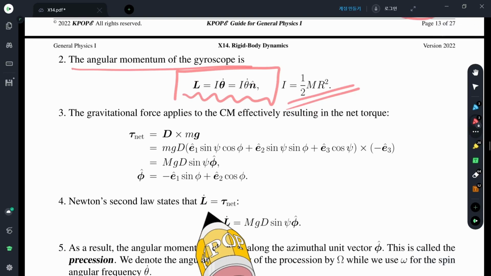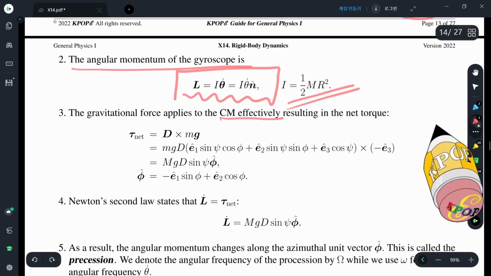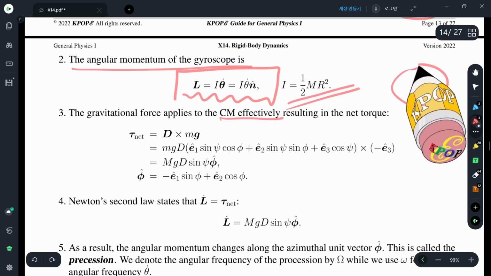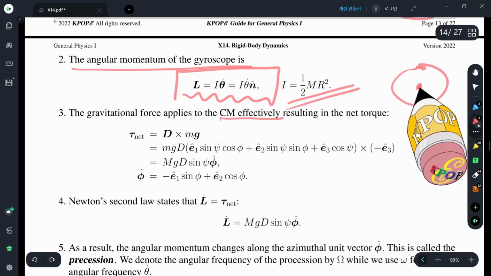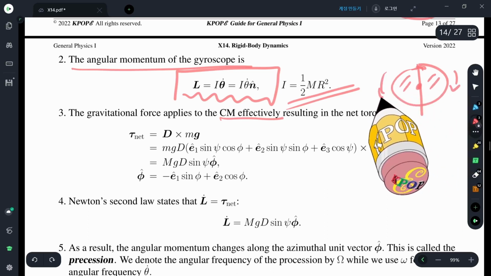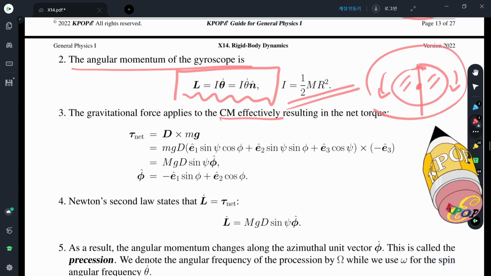And gravitational force applies to the center of mass effectively, right? In this case, the center of mass is here. If you want to find out the torque about the center of mass, x is passing through the center of mass, the left side and right side torque cancels. So there is no net torque on this system due to the gravitational force.